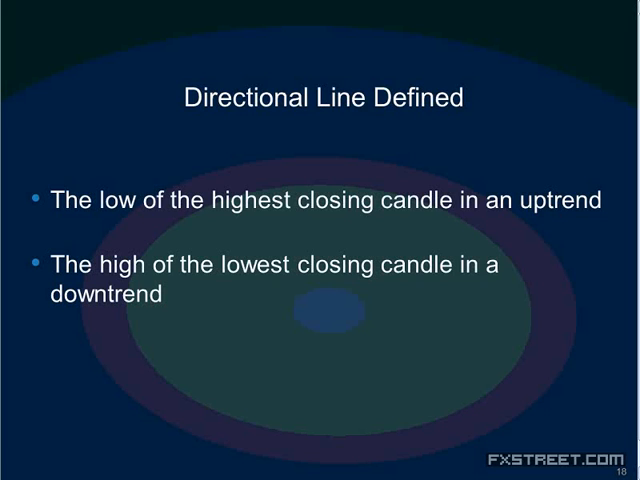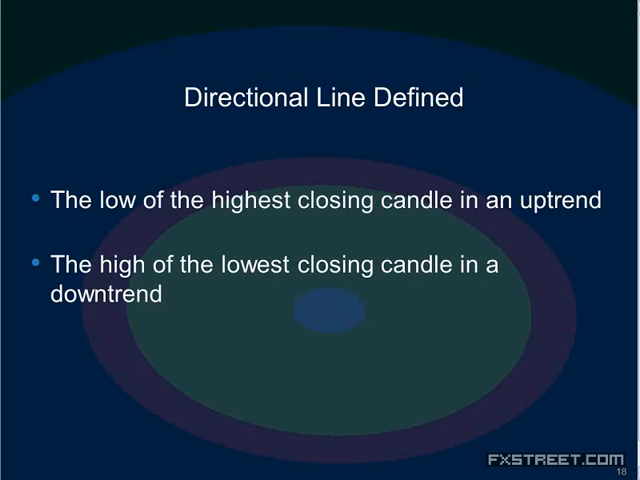Because at the highest closing point, that's when the market's strongest. If something were to change in that market to force price to close below the low of the highest closing candle, then you have a shift in direction. That's why we call that point a directional line, because if it closes below the low of the highest closing candle, you're going to have a bearish change of direction.